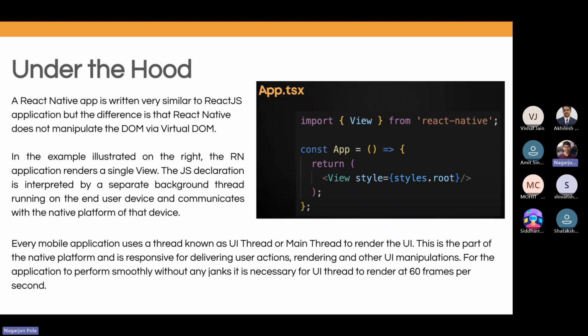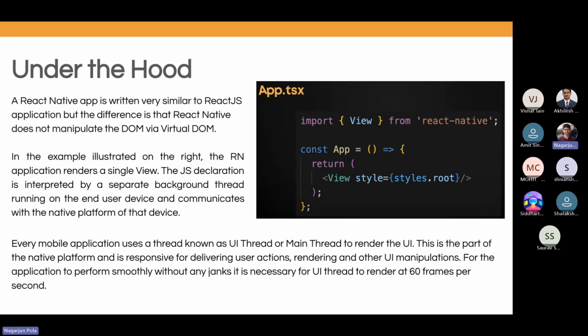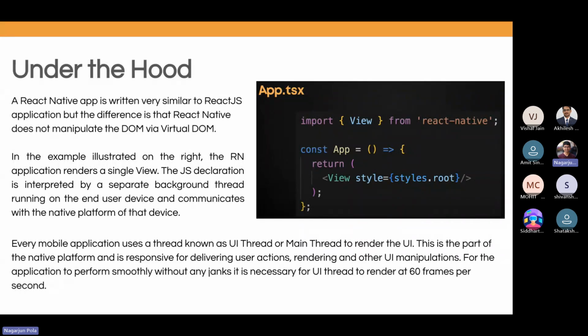So in case of React.js, there is a concept of DOM and virtual DOM, but React Native does not have that concept of virtual DOM. Instead, there is something called a shadow tree, which is similar to virtual DOM, where it manages all the view layout, calculates the view measurements and so on. So that is done by the shadow tree, which is very similar to what virtual DOM does in browsers.